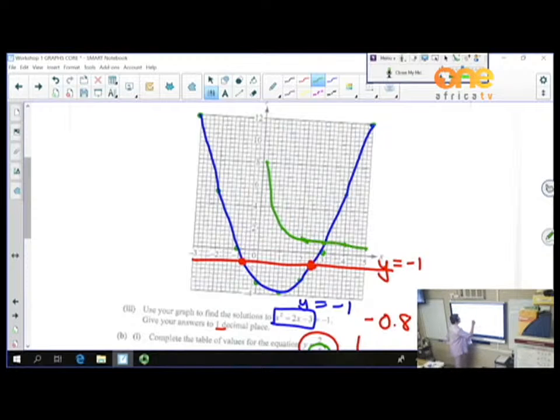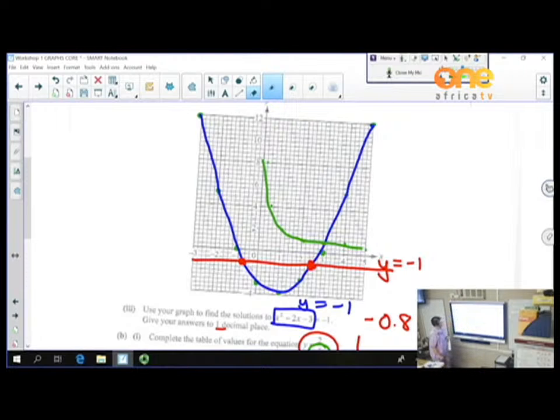So this is what you shouldn't do here. It shouldn't look like that. Oh dear. Yeah, it's not so easy to rub it out now there. So there is your hyperbola.